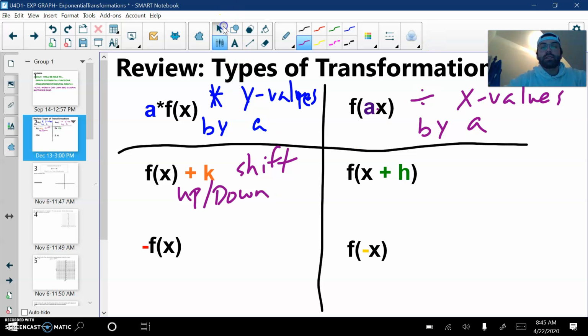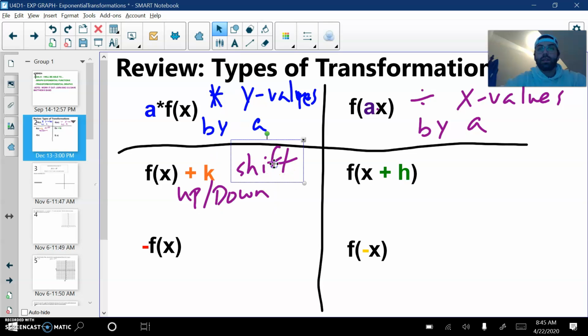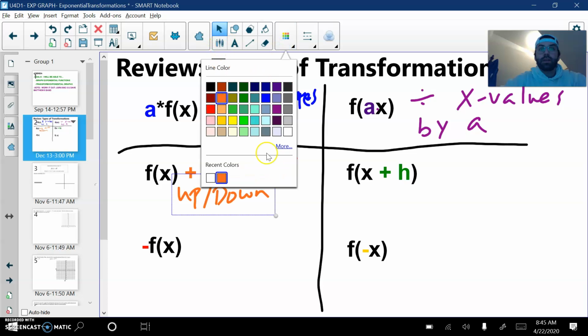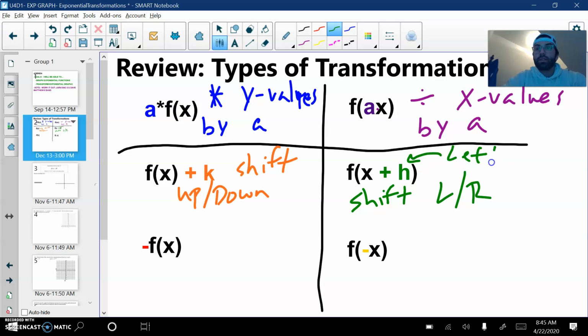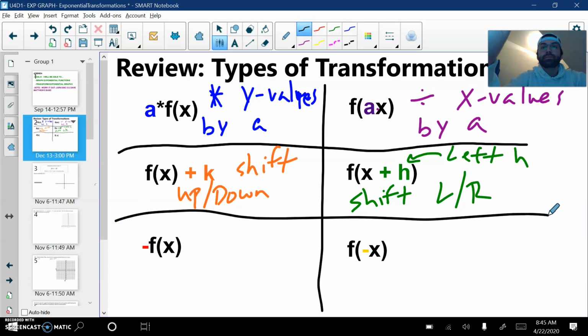If it's attached on the inside, like that, with the green there, that means I'm going to shift, plus h, left or right. In this case, if it's plus, I do the opposite, so I would go left. Again, this is a review from the first unit. Don't forget about it. If I'm being multiplied on the outside, we did this more, and this is what you're going to see more.